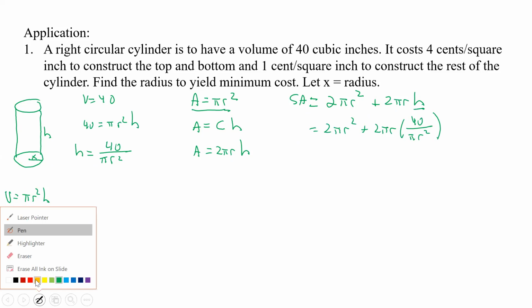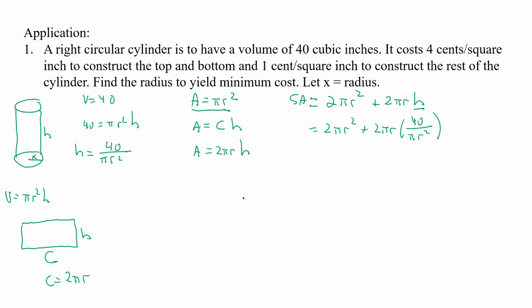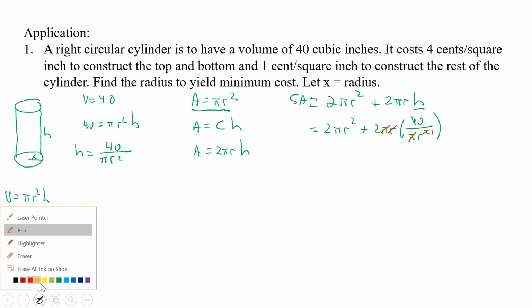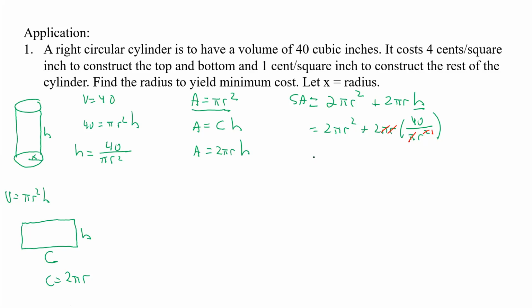All right, so now we need to cancel. So let's do some cancellation. It looks like one of those r's cancels one. That pi cancels that pi. Now we can multiply that, divide by that. And so let's go back to our green again. And so now we have 2 pi r squared plus 2 times 40, which was 80, over r, okay?